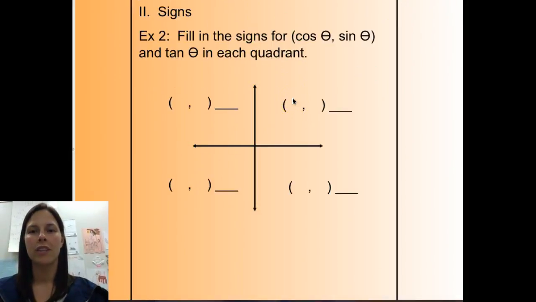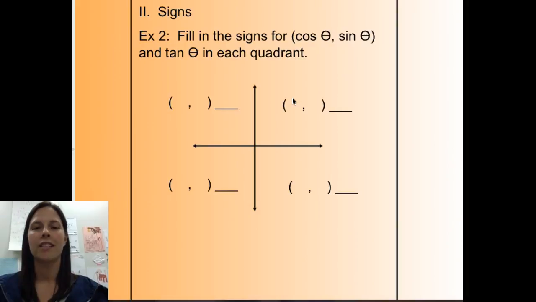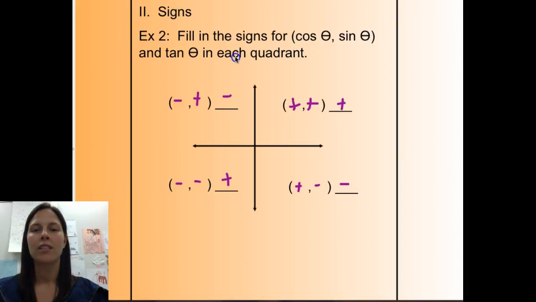We've already done a lot of work with this. Now we're going to set up a little chart. Of course, in the first quadrant, everything is positive. In the second quadrant, our cosine is negative. Sine is positive, so the ratio or tangent would be negative. In the third quadrant, cosine and sine are both negative, so the ratio of those or tangent would be positive. And in the fourth quadrant, we have a positive cosine, a negative sine, and the ratio or tangent would be negative.